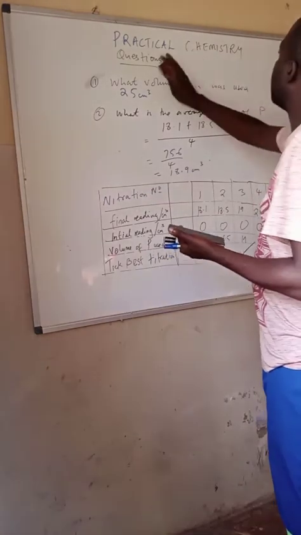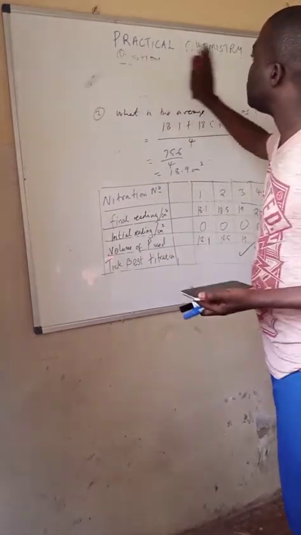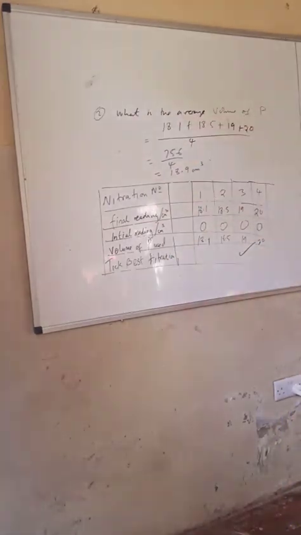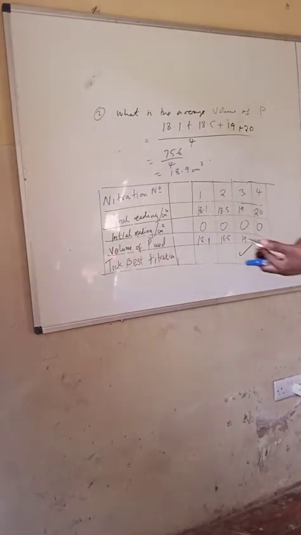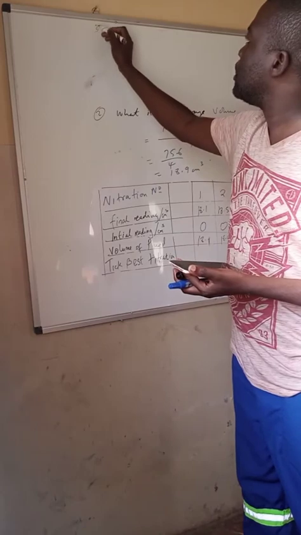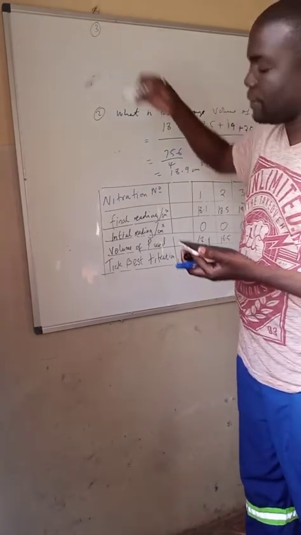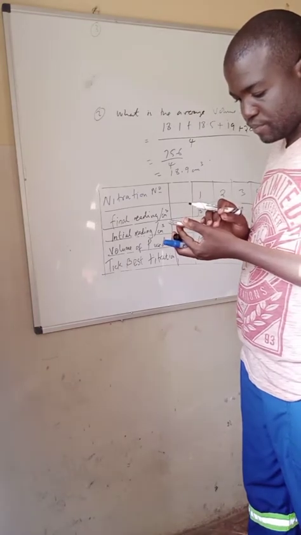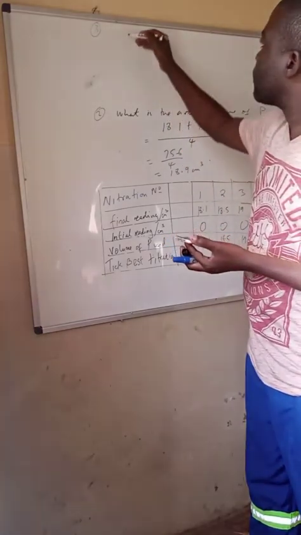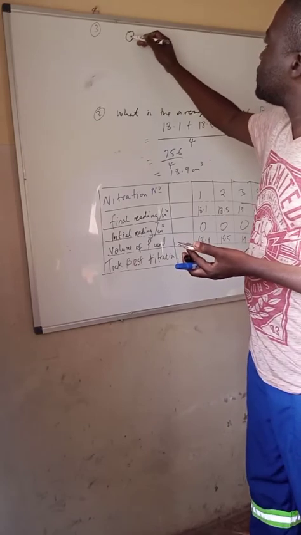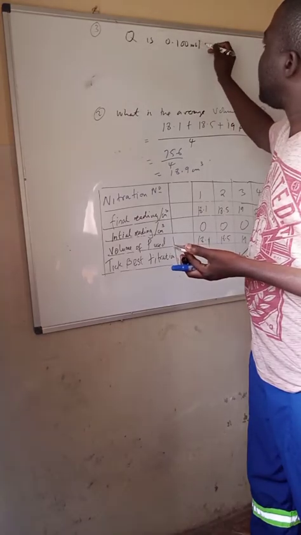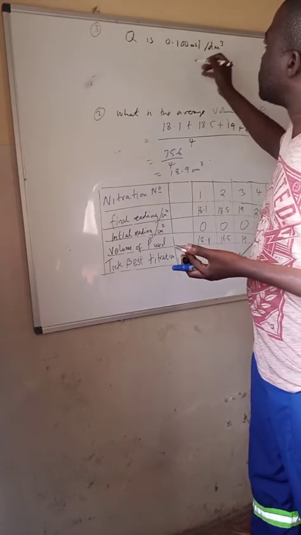Okay, I'll wrap this. This is question 3. That was question 2 we wrote. We're now writing question 3, which is the last question. What does question 3 say? Q is 0.100 mole per decimeter cubed. You remember? That's what Q was.